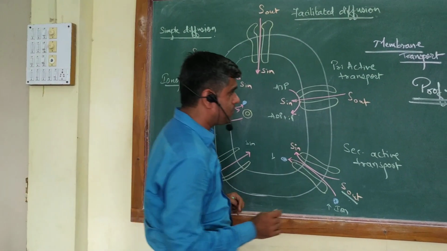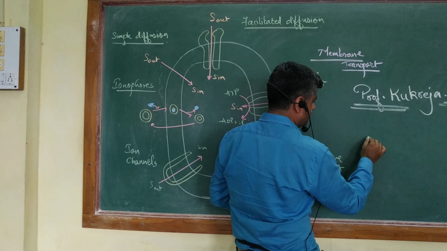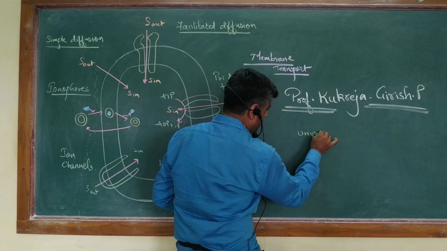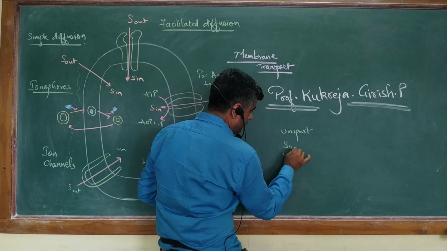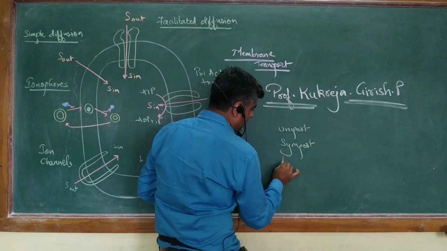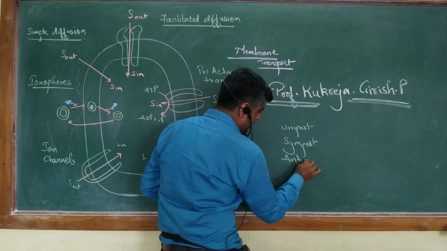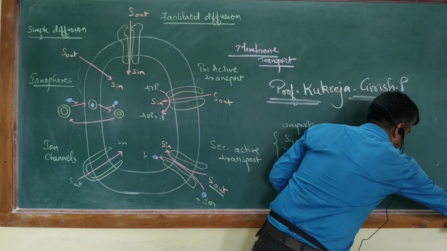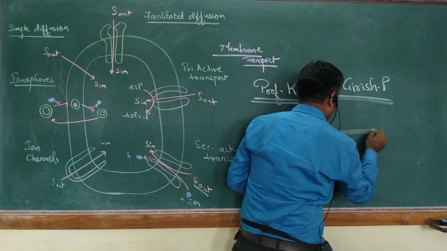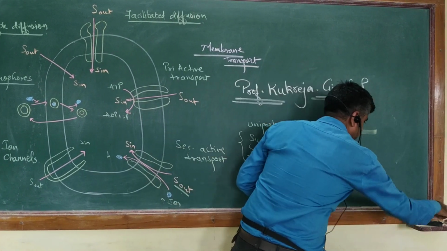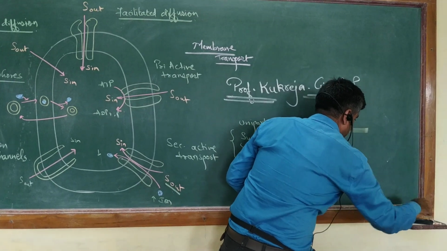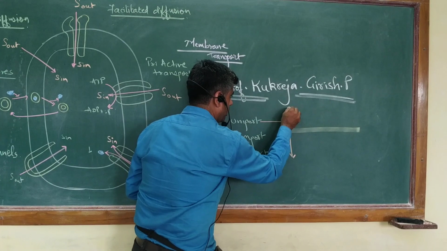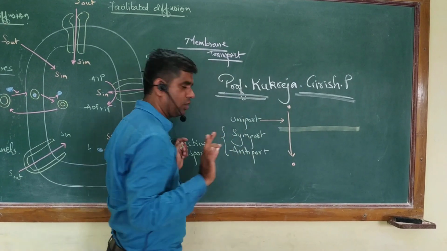One more concept comes in when we are talking about transport: uniport. You must have heard of uniport, symport and antiport. So there are three basic types, and the latter two come under co-transport. If you have a membrane, and in this membrane one molecule is moving from in to out or out to in, then that is called uniport. So only one molecule has moved in, that is called uniport.